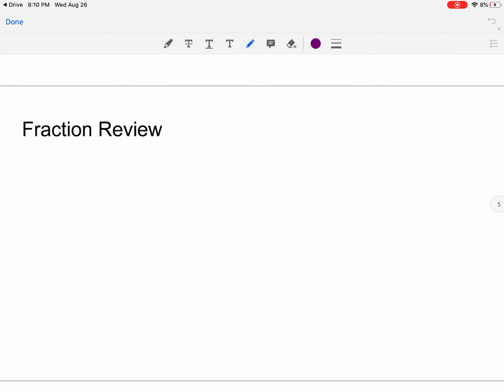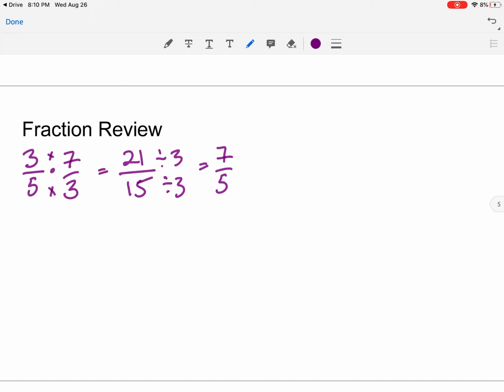Okay. Now we're going to do a little fraction review. We're going to remember 2 techniques in working with fractions that we're going to use in our unit conversion practice. The first technique is cross-canceling. So let's say I want to multiply 3/5 times 7/3. I could just go about it the usual way where I multiply across the top and across the bottom. But then I would have to simplify by dividing by 3, right? And get 7/5. Alternatively, I could use the cross-canceling technique.